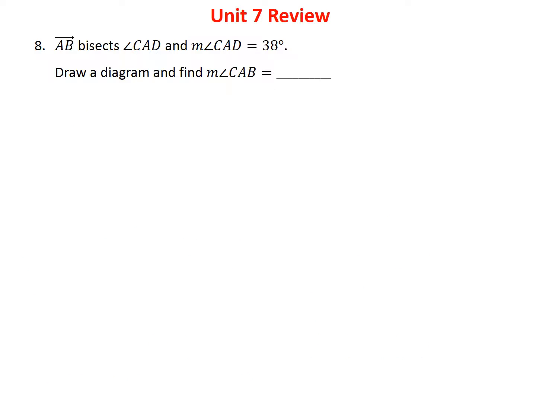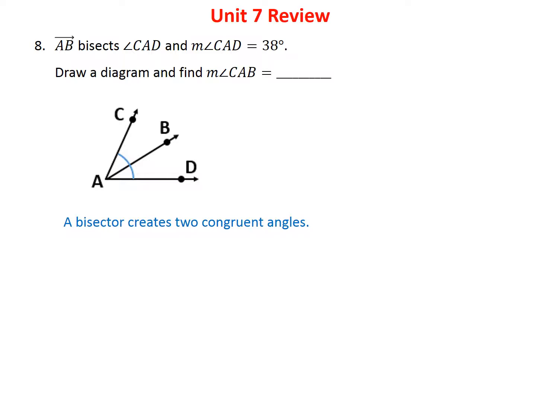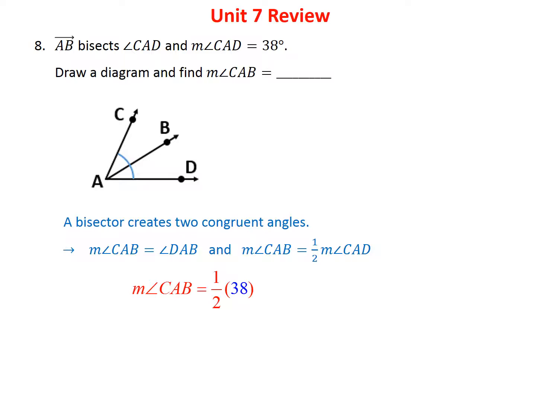Problem 8 is one of those drawings that asks you to draw a diagram, because if you do, the answer is pretty simple. If I draw a diagram of CAD and then I have a bisector AB, notice the bisector cuts the angle in half. So it creates 2 congruent angles. In other words, the 2 angles CAB and DAB are equal to each other. Or another way I could say it is that either of these angles, like the measure CAB, is going to be half of the whole angle. Well, they told us above that the whole angle is 38 degrees. So guess what? The measure of the small angle is going to be half of 38, or simply 19 degrees.